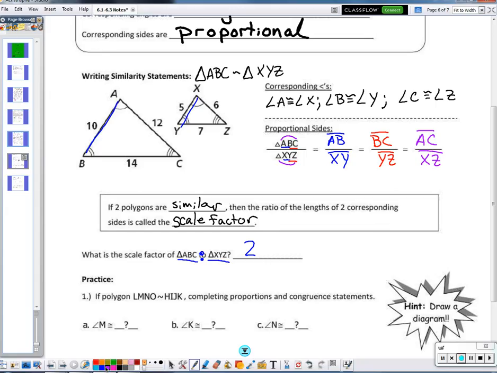What about BC and YZ? What's 14 divided by 7? 2. And what's 12 divided by 6? 2. So as long as they all have the same scale factor, then they're similar to each other. Okay?